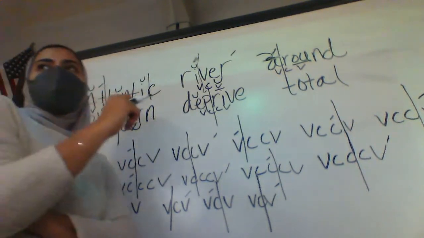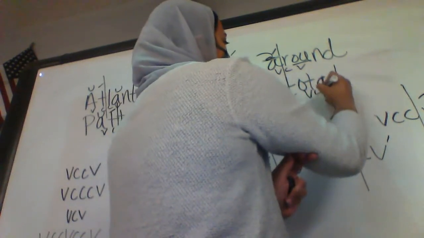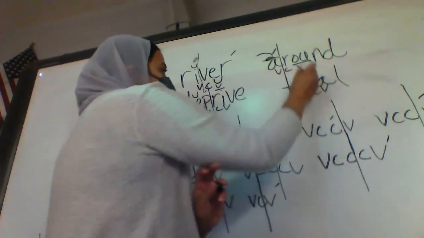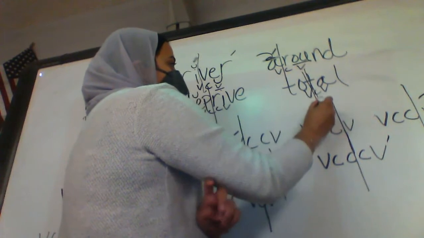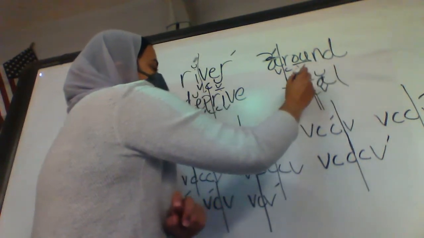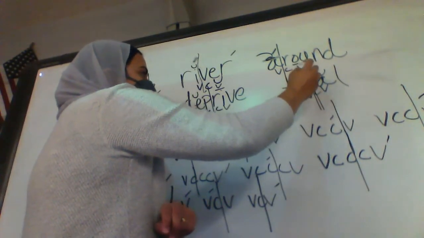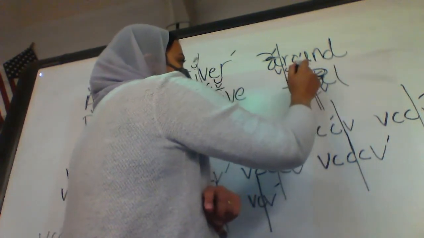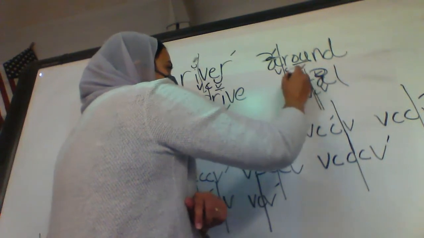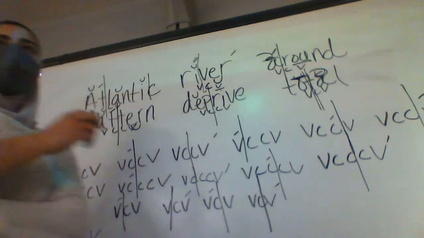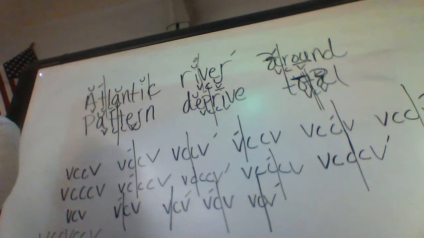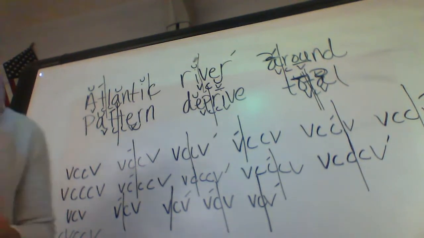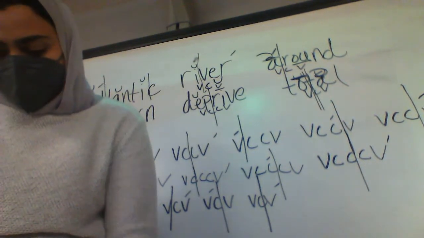And then we have total. That one's a what, Leah? Very good. VCV. The line goes between the O and the T. Total. So this has a squawk. And then the O is long. Okay, very good. Total. All right, let's move on.